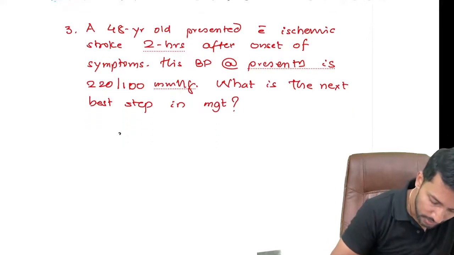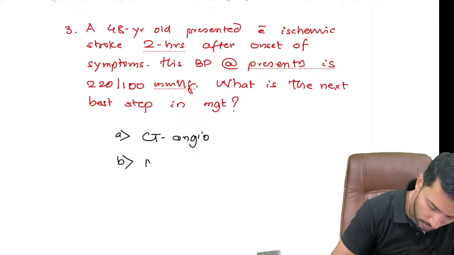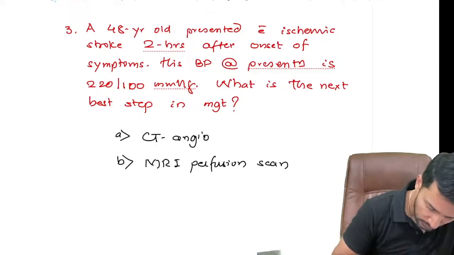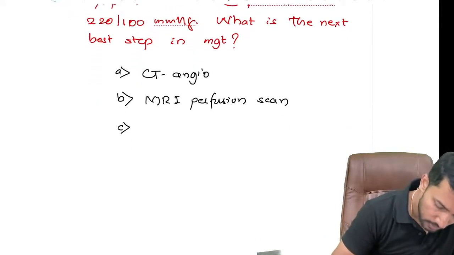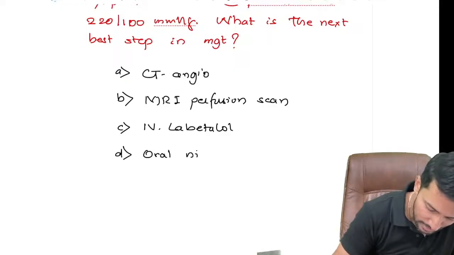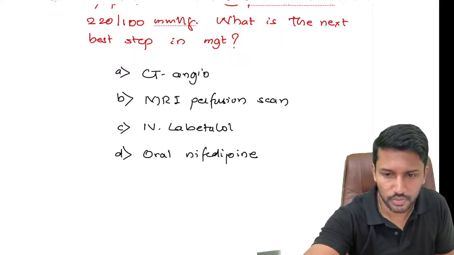Okay, so one of the options I have is A, to go ahead with the CT angiogram, B, MRI perfusion scan, C, I have to start him on IV labetalol, and D, I have to start him on oral nifedipine. So let me see if you can get this answer right. What do you think should be the answer here?